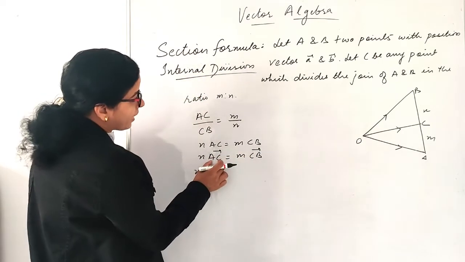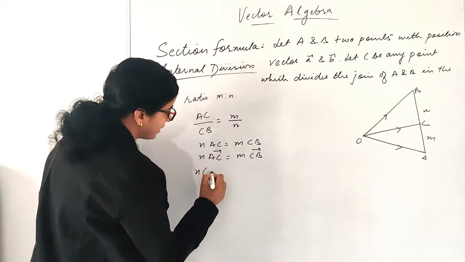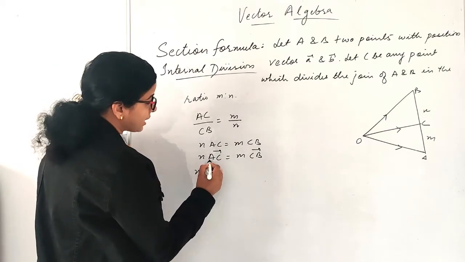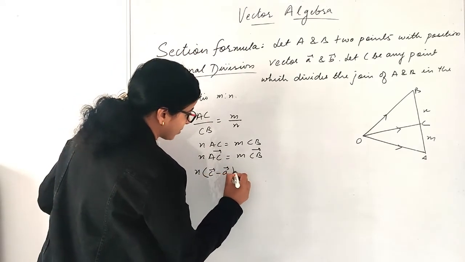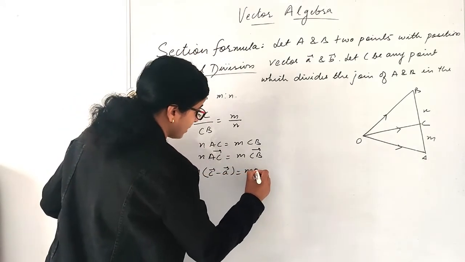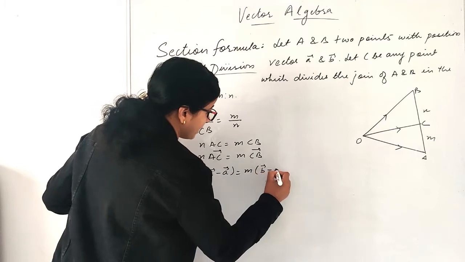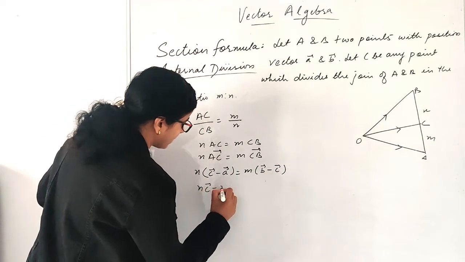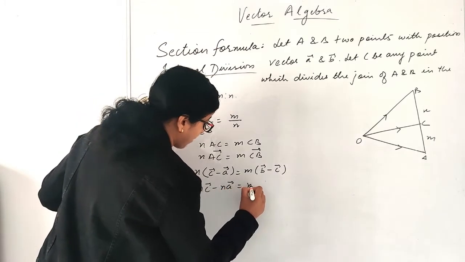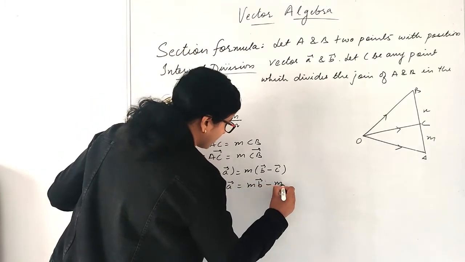Now we know how to find AC vector. It will be position vector of C minus position vector of A, right? So I can write C vector minus A vector. Similarly, CB vector can be written as B vector minus C vector, correct? Now nC vector minus nA vector equals mB vector minus mC vector.